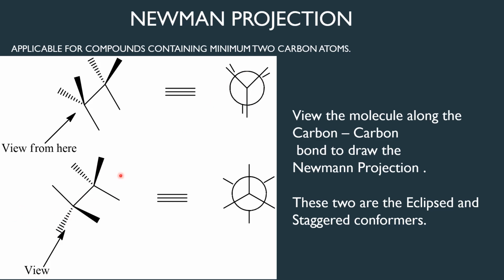And if you look at this structure, and if you convert, this is the front carbon and this is the rear carbon. When you are viewing along the carbon-carbon bond, this is the front carbon that you have to keep as a dot with the three bonds as they are. The backside carbon is taken as a circle, and the three bonds present in the backside carbon are shown as solid lines as they are oriented. So these two are the Newman projections of eclipsed and staggered conformers.